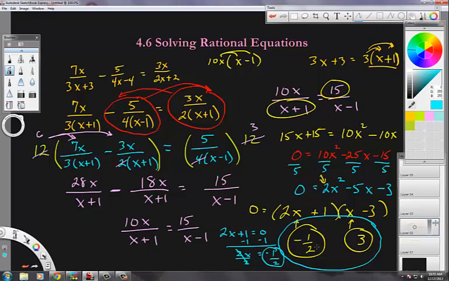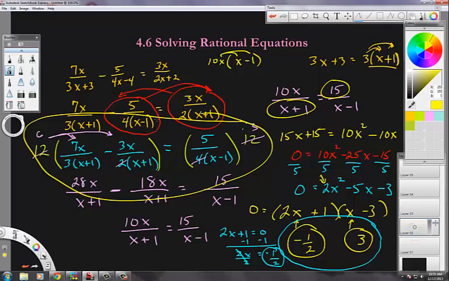Negative 1/2 and 3. I do strongly suggest you watch the other video and fast forward it to the part right here. I'll just circle it in red. This part right here in the other video, that would not be red. That part right there in the other video is done a different way. And I'd like you to see that too.